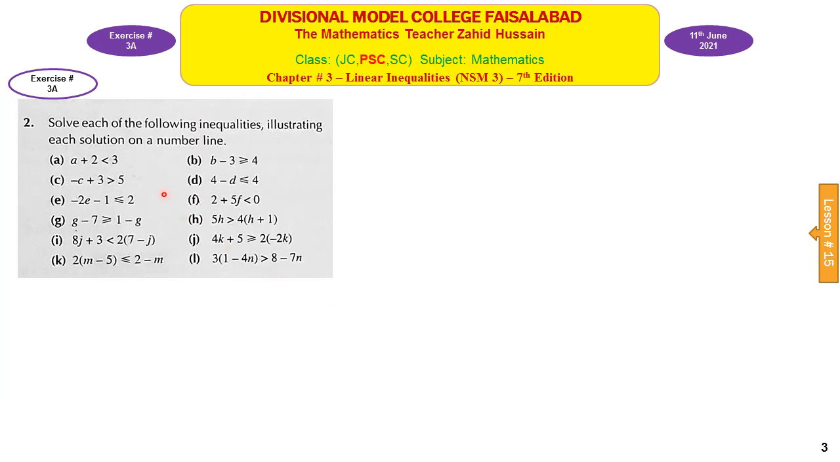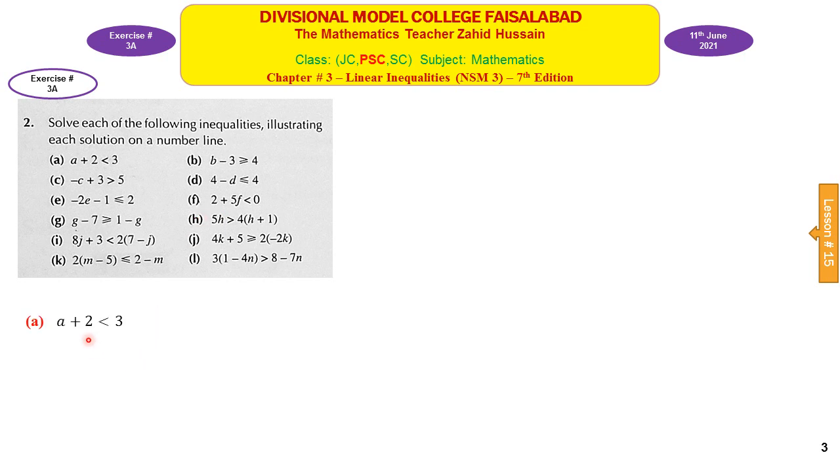Question number 2 has different parts. You are asked to solve each of the following inequalities and then illustrate each solution on a number line. In the previous lesson, we studied how to illustrate an inequality on a number line. First, we will solve this inequality and then we will illustrate the answer on the number line. Now, let's solve some parts of this question.